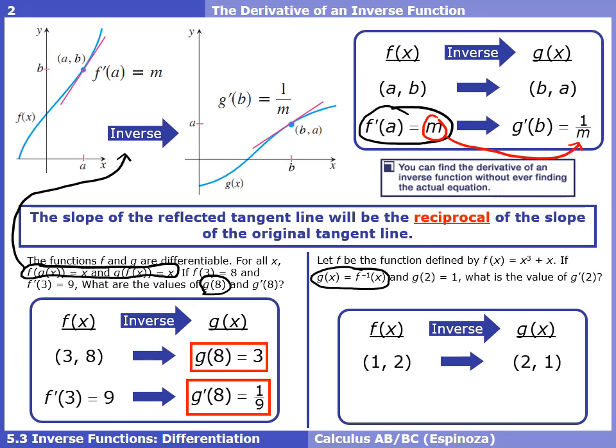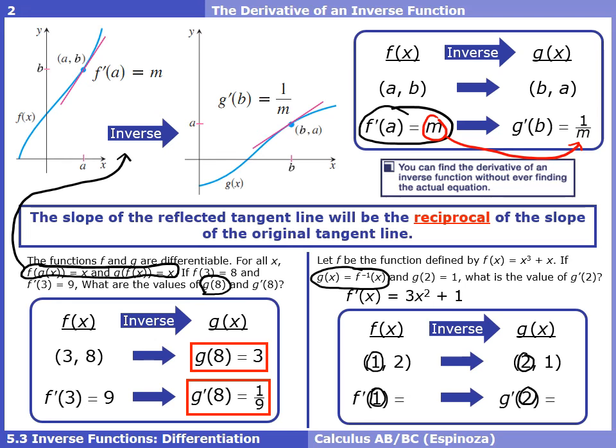So we're trying to find g prime of 2. We can't find g prime of 2 unless we go to the original function and find f prime of 1. If we find f prime of 1, once we have that value, we'll just find the reciprocal of it. And you'll notice these x values have to match. If it's 1 here, it's 1 here. If it's 2 here, it's 2 here. So we need to find f prime of 1 first. And luckily, that's nice and simple. The derivative of x cubed plus x is super simple. That's just 3x squared plus 1.